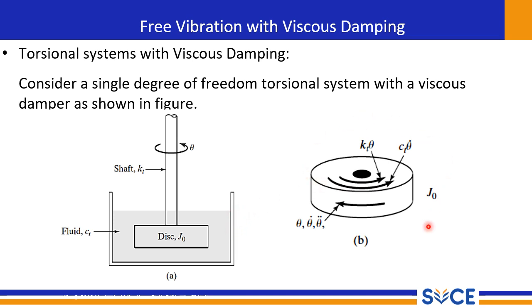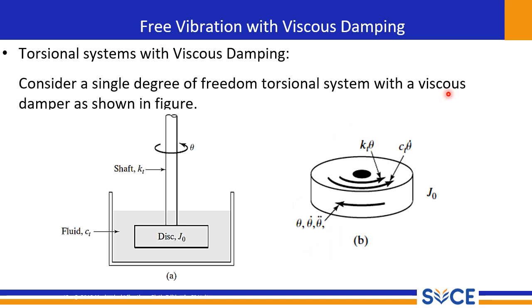This diagram simplifies this by showing the free body diagram of the disc. We see the torsional stiffness K suffix T acting as a restoring torque. We also see this viscous damping torque. Since we introduced the damping, we have an additional torque called the viscous damping torque C suffix T, which opposes the motion once again. Remember, theta is the angular displacement, theta dot is the angular velocity, theta double dot is angular acceleration.